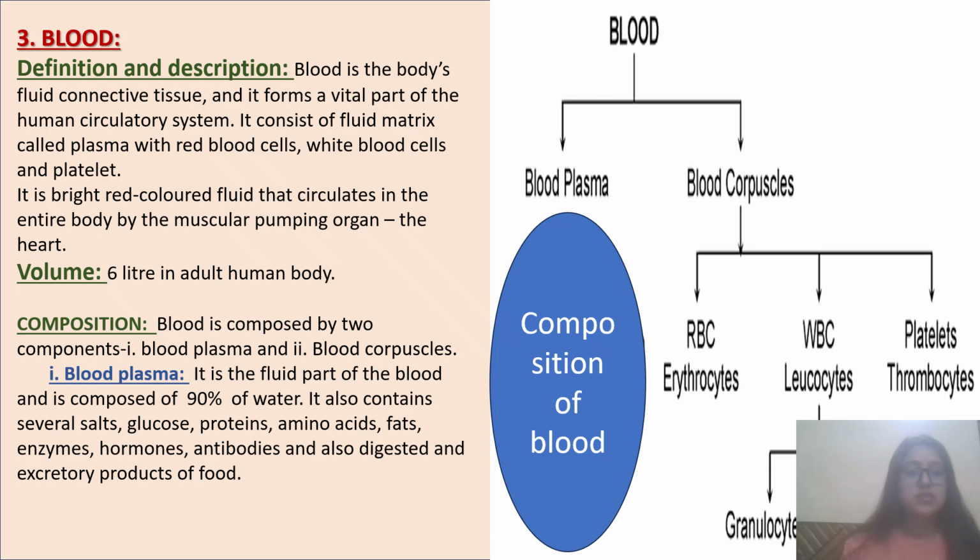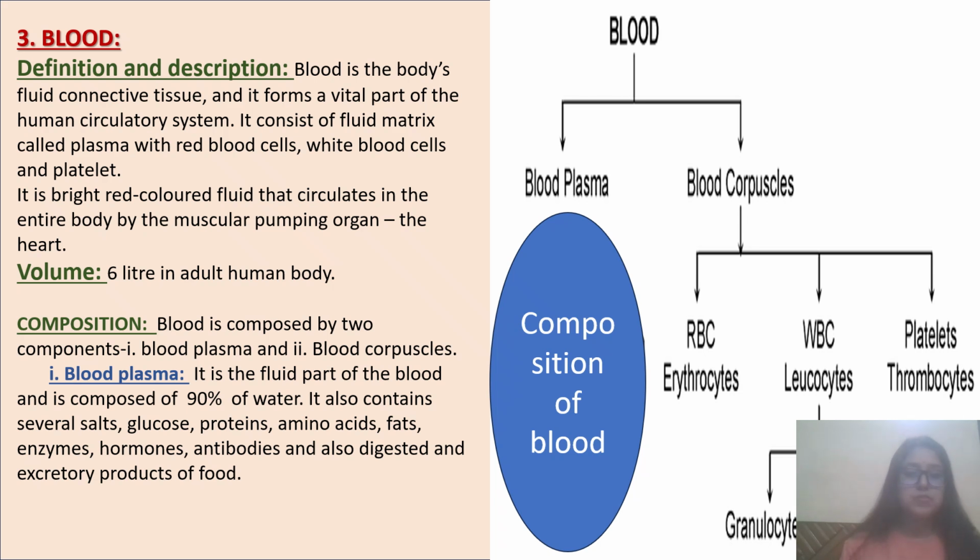Next component is blood. What is blood? Blood is the body's fluid connective tissue and it forms a vital part of the human circulatory system. It consists of a fluid matrix called plasma with RBCs, WBCs or white blood cells, and platelets. It is a red colored fluid that circulates in the entire body by the muscular pumping organ, the heart. Volume: 6 liters in an adult human body.